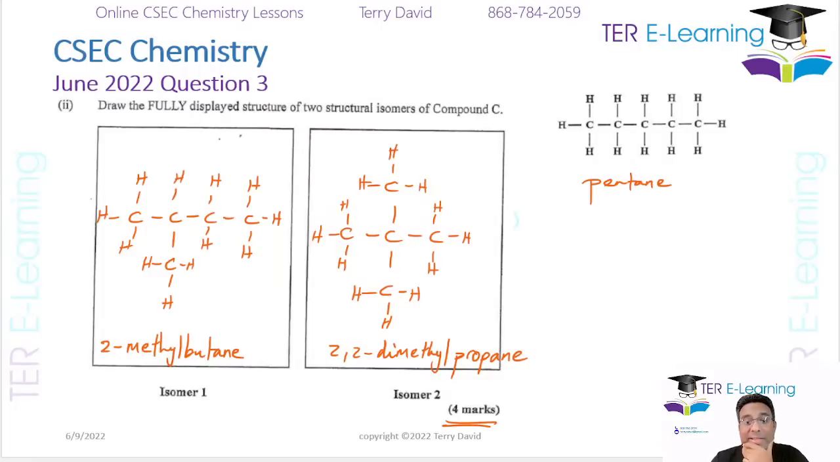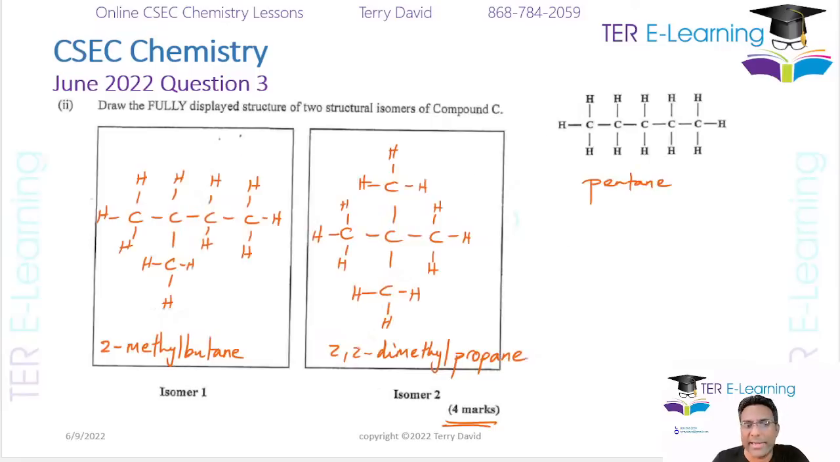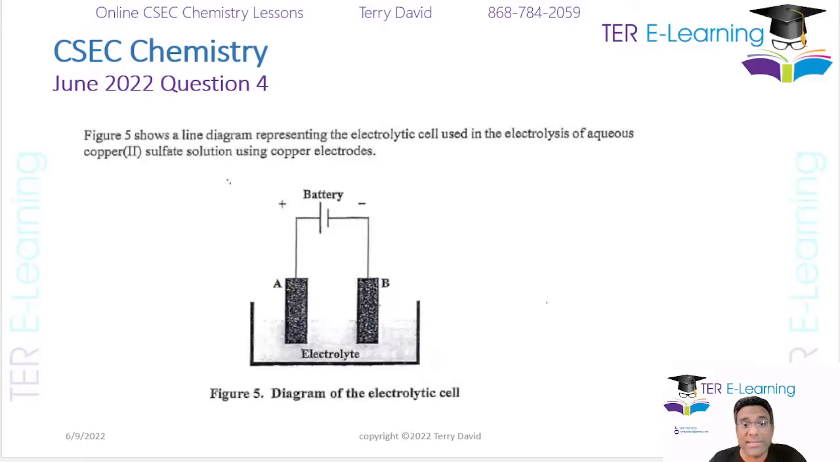Alrighty, and that I think brings us to the next part. The names of the two. So this could have given you some trouble. They want the names, right? I didn't realize they asked you that there. So the names here, like I said, is 2-methyl-butane, and the next one that I drew here was 2,2-dimethyl propane. So I could understand if you all got this one wrong. This name is a little hard to come up with, right? So that's question 3.